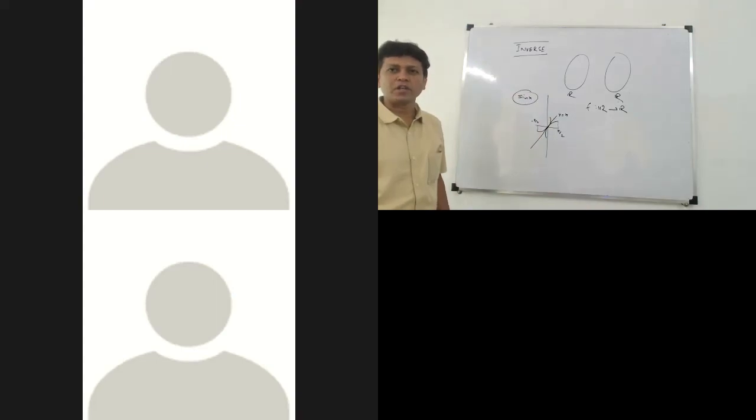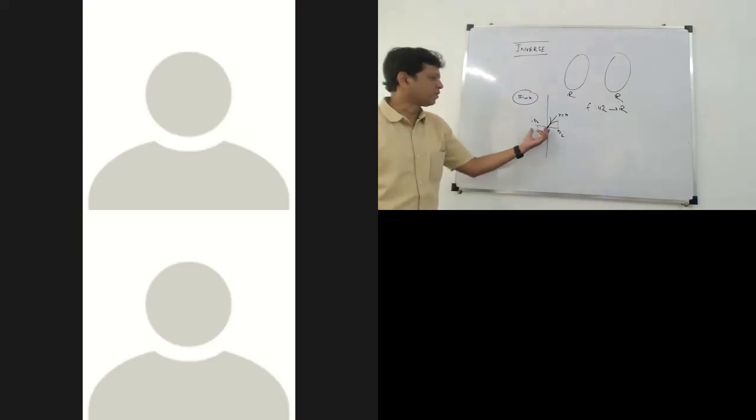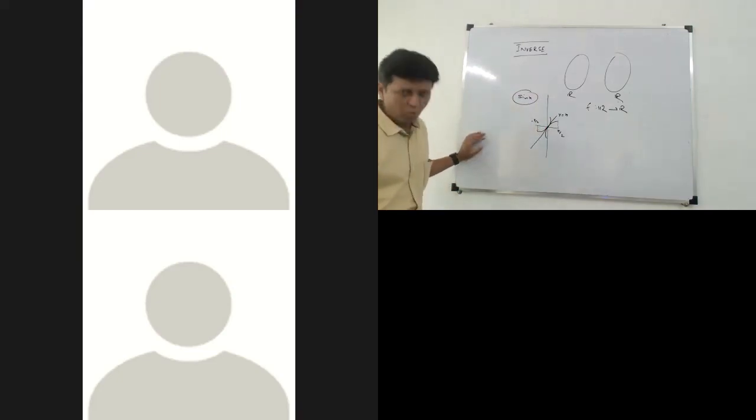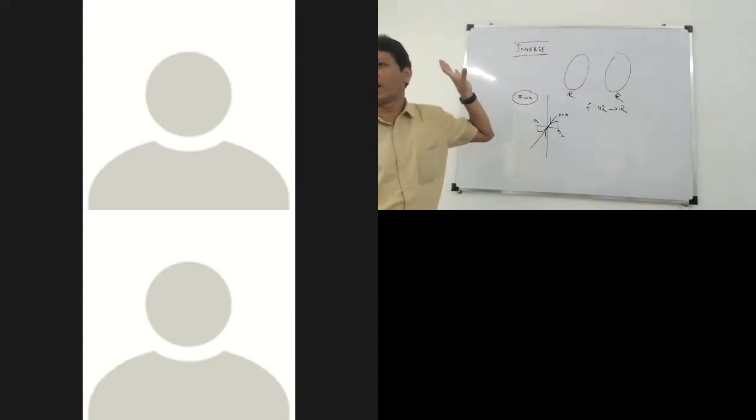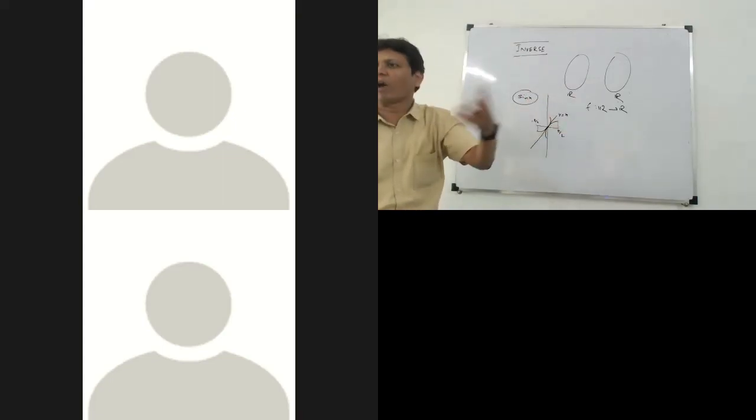Swapnil, any question? Sir, because sin is positive only in the first and second quadrant, like that we are taking only sectional parts. No, that is not the only reason. I am taking it for explaining many to one. Because if the function is not bijective, its inverse doesn't exist. For the existence of inverse, bijectivity is the main criterion. It has to be bijective, that means it has to be 1 to 1 and onto.